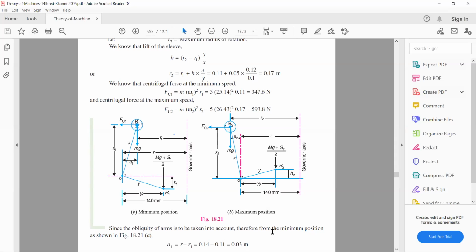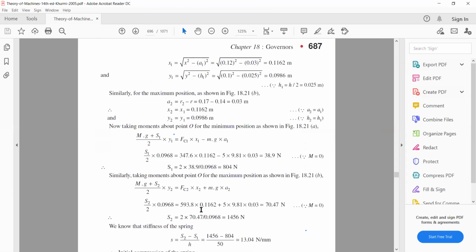the obliquity of the arms is to be taken into account. So for the obliquity of the arms, from the minimum position as shown in figure A, the A1 value is also calculated. How do we calculate the A1 value? A1 equals R minus R1. The R value is known, that is 0.14, and R1 is 0.11. So that value will come to 0.03.